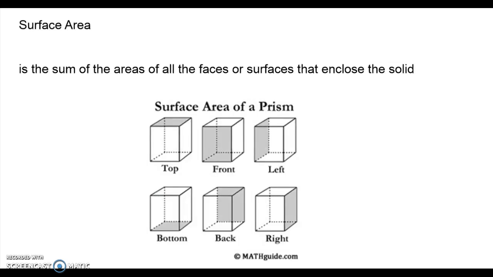Next, what is surface area? That is the sum of the areas of all the faces or all the surfaces of an enclosed solid. Here I have an example of a rectangular prism, and we would need to find the area of all the surfaces, and then add them all together. So we'd find the top, we do base times height for each of these pieces to find the area, and then we would add them all together in the end to find the total surface area.